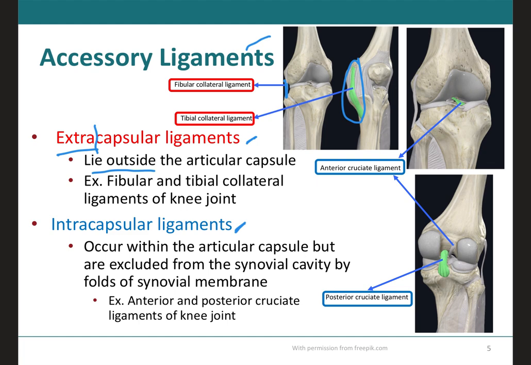And the intracapsular ligaments are going to occur within the articular capsule, but are going to be excluded from the synovial cavity by folds of the synovial membrane. And there are two that we can talk about, which are the anterior and posterior cruciate ligaments of the knee joint, and those will be covered later on in this module.